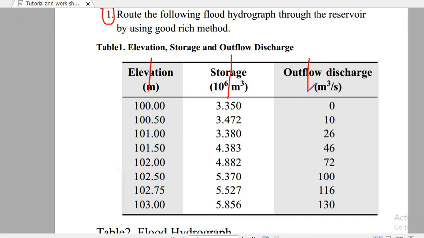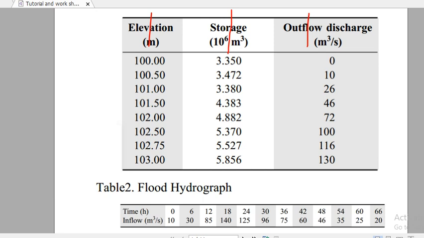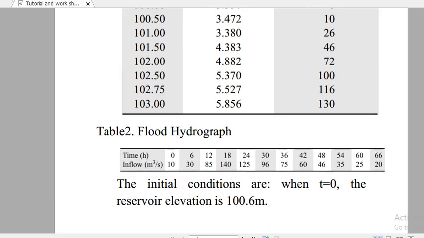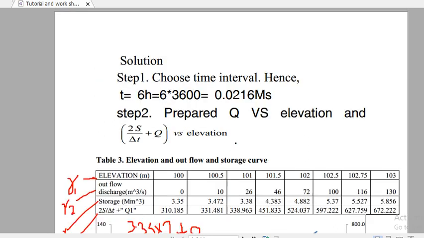This data is already recorded in the past, and also the second table is the flood hydrograph data, or the inflow data that joins the reservoir. So this data is inflow data. At the initial condition, that means when t is equal to 0, the reservoir elevation is 100.6 meter. Those are the two tables, and this initial condition is given.